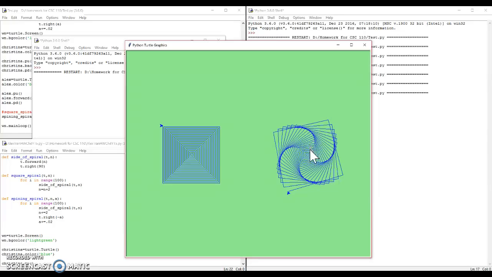And this picture right here took me about 5-10 minutes to figure out, only due to the difficulty of making this spiral.